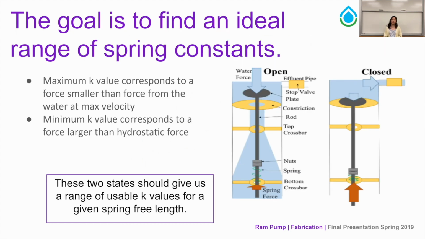And our goal this semester was to find an ideal range of K constants depending on the two states, the open and the closed states. So the spring essentially should be strong enough to pop back open once the force of the water decreases, and the spring should also be weak enough that the plate can close. So the maximum K value corresponds to the spring force when it is smaller than the drag force, and the minimum K value corresponds to the spring force when it is greater than the drag force.